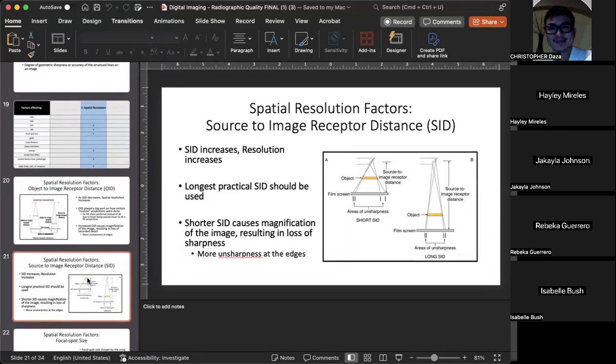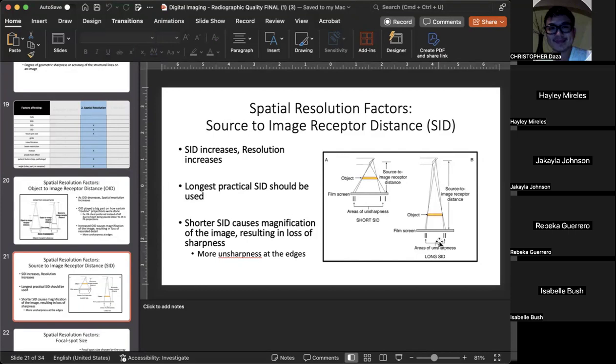With SID, as SID increases, resolution increases. So the image here showcases the same thing. When our SID is smaller, we start to see more unsharpness in place of when SID is longer. You see better sharpness. The same thing can be done with the flashlight, right?